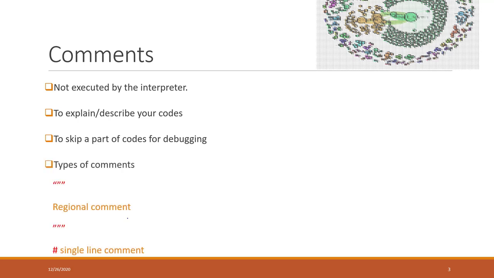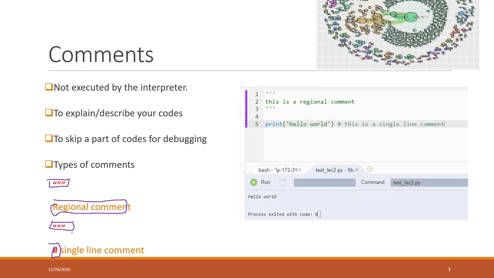There are two types of comments. The first one is called a regional comment. That means you use a pair of triple quotation marks, three quotation marks together, and whatever you type within that pair of triple quotation marks will be ignored by the interpreter. The second type is a single line comment: anything after the hashtag will also be ignored. Let's see this example.